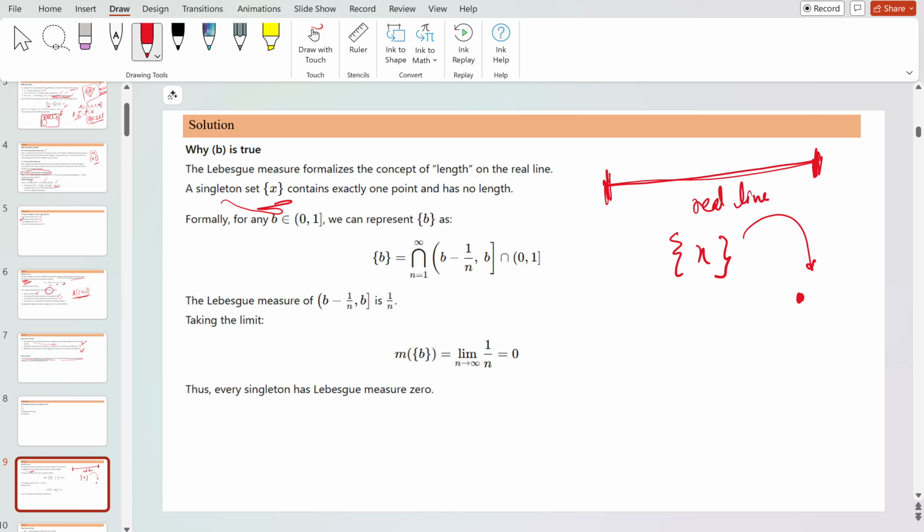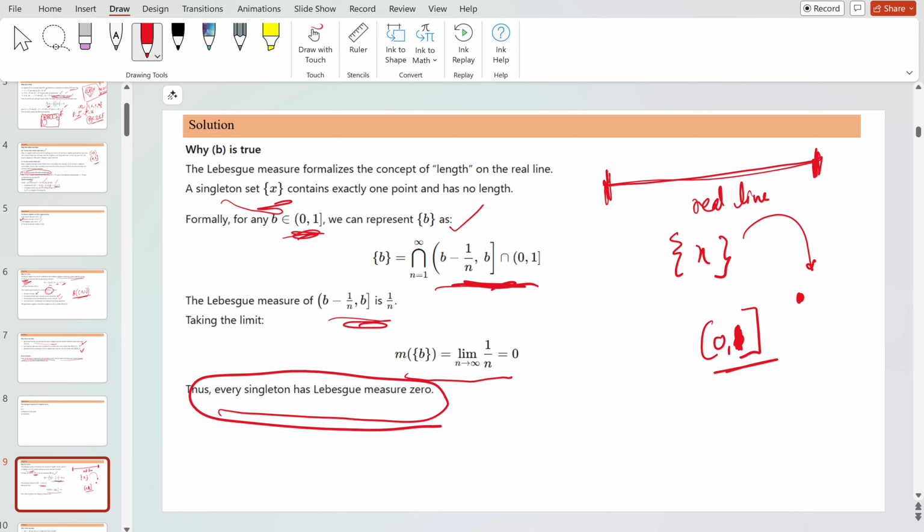Formally, if b belongs to the set (0, 1), we can represent b like this. The Lebesgue measure of the closed interval [b - 1/n, b] is 1/n. Taking the limit, the measure of b is the limit of 1/n, which is 0. It means that every singleton has Lebesgue measure 0.